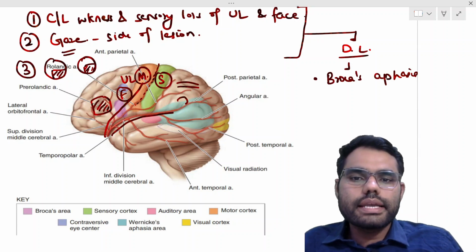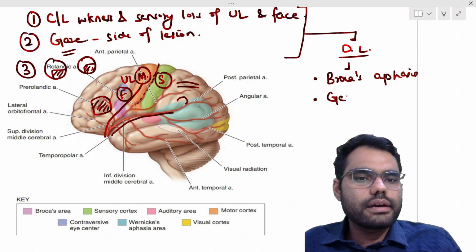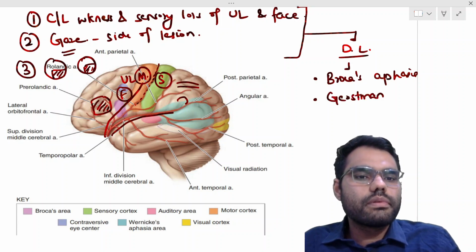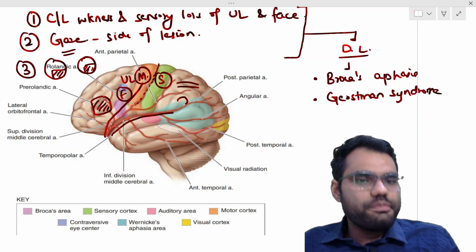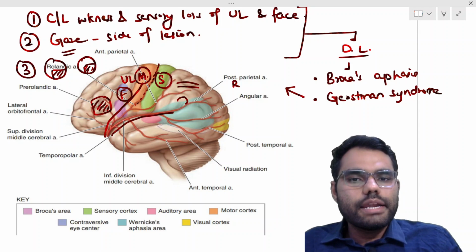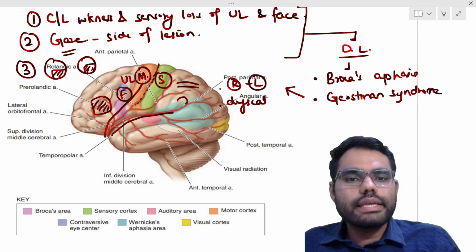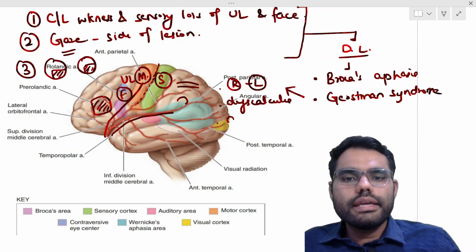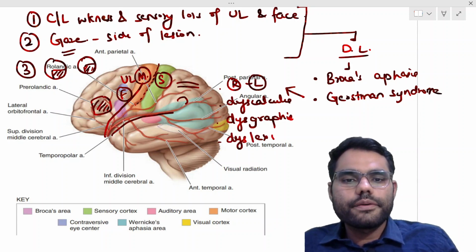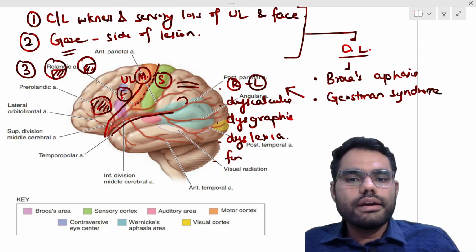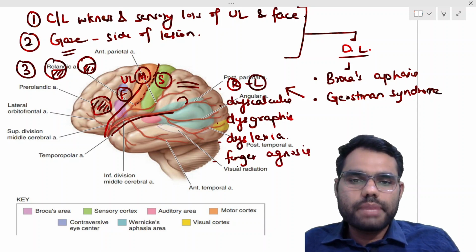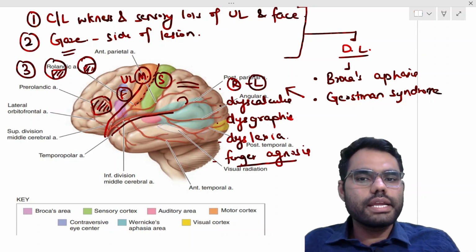And this is the angular gyrus, which if involved would result in Gerstmann syndrome, which would manifest in the form of right-left confusion, difficulty in calculation known as dyscalculia, difficulty in writing known as dysgraphia, difficulty in reading known as dyslexia, and there would be finger agnosia, where the patient would know that these are fingers, but he would not be able to name them, like middle finger, ring finger.